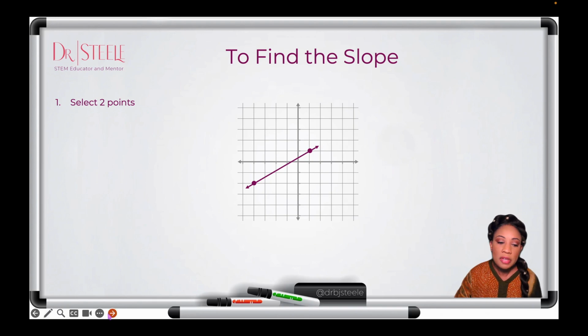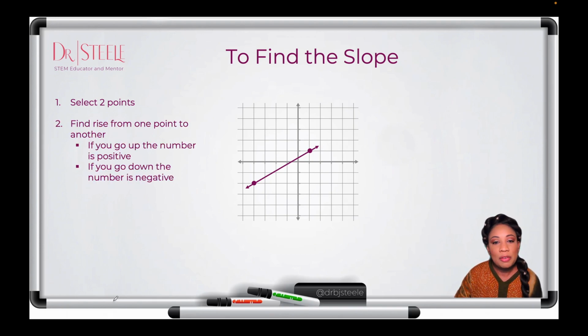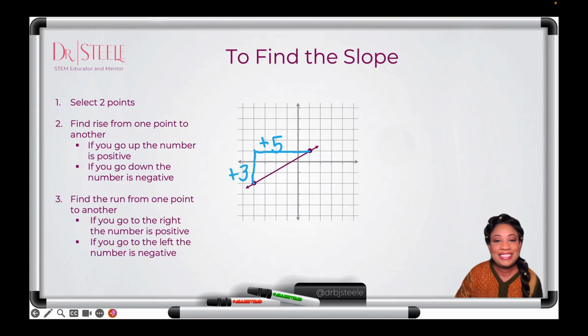All right, so we've selected our 2 points. The next thing, we're going to rise from one point to the other. So I'm going to go up 1, 2, 3. Again, if I go up, it's positive. Then I'm going to go to the right. 1, 2, 3, 4, 5. Again, I went to the right, so it's positive. Oh, I forgot. When you run, that was the next direction. So our slope for this is going to be 3/5.